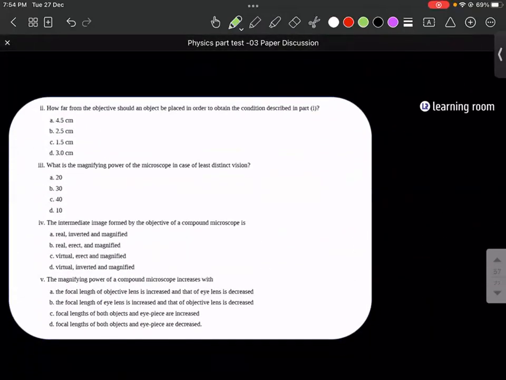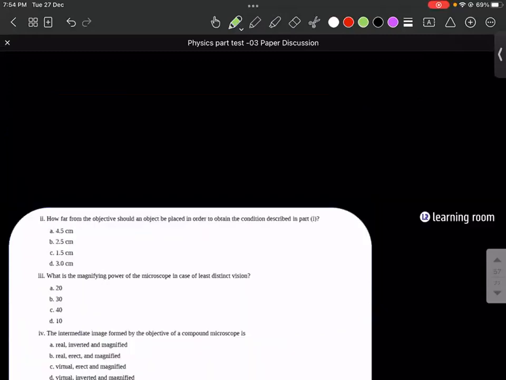Similarly, how far from the objective should an object be placed in order to obtain the condition described in part 1?